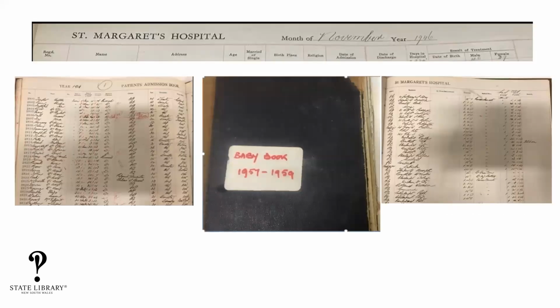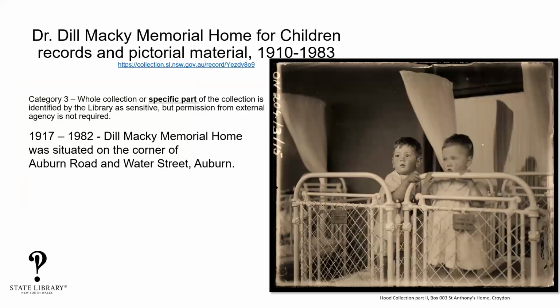This collection does require written authority from the Sisters of St Joseph prior to access. All the contact information is in the catalogue records, so that'll tell you how to contact the sisters and get that permission. So next, we will look at the Dr. Dill Mackie Memorial Home for Children.